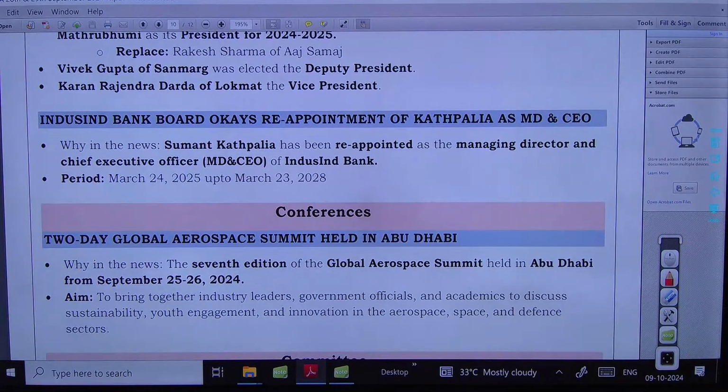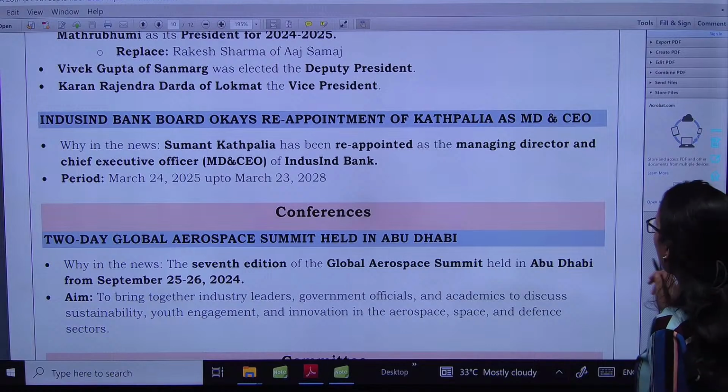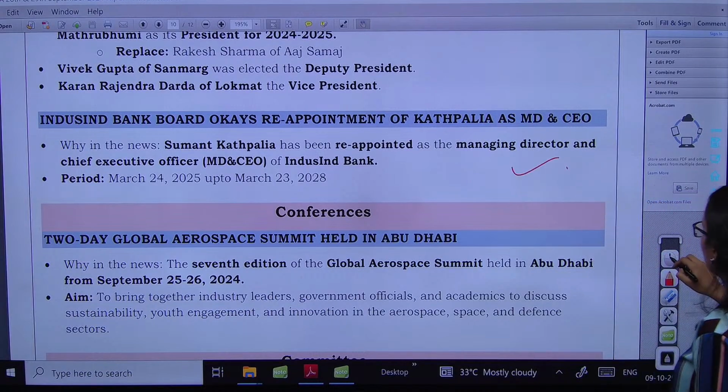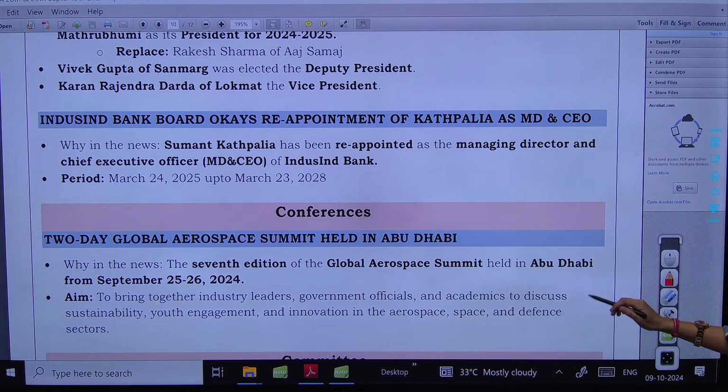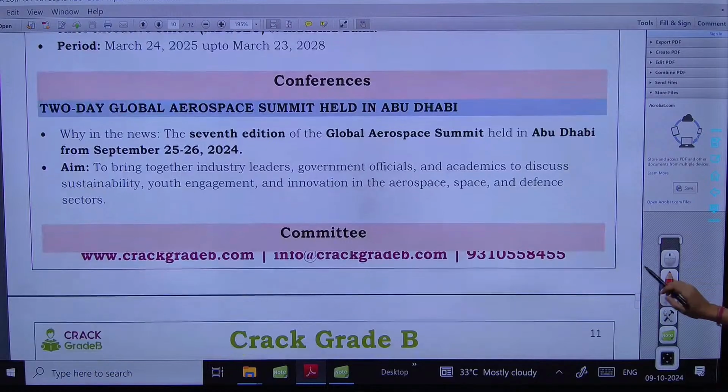Then you have Sumant Katpalia has been reappointed as the MD and the CEO of IndusInd Bank. So remember, Sumant Katpalia reappointed as Managing Director and CEO of IndusInd Bank, will be there up to 2028. So quite a long period of time to go still.